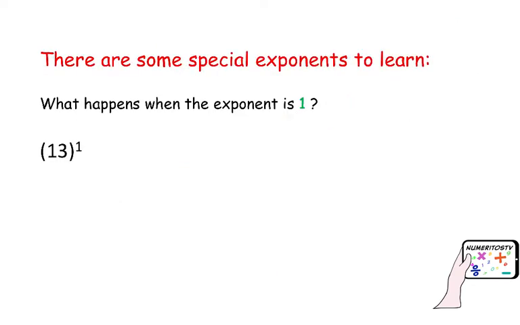There are some special exponents to learn. What happens when the exponent is 1? If you have 13 to the power of 1, that means that you are only going to work with 1 13. There is no other 13 to be multiplied. So the answer of 13 to the power of 1 is just that same number, the base, 13.